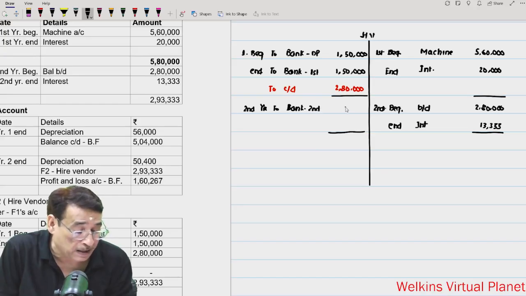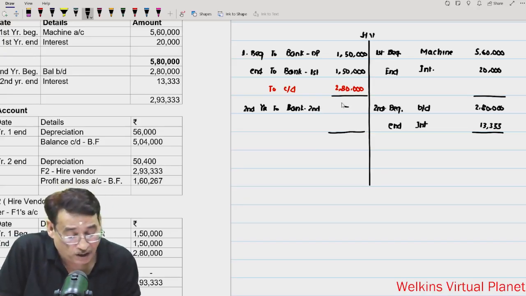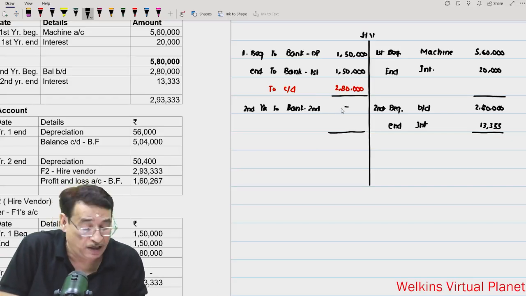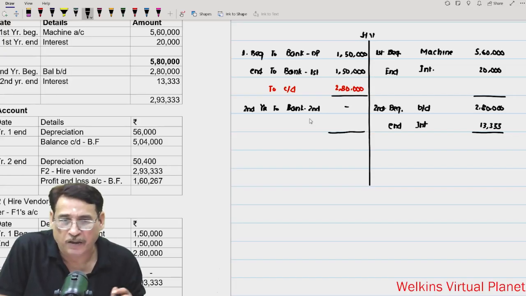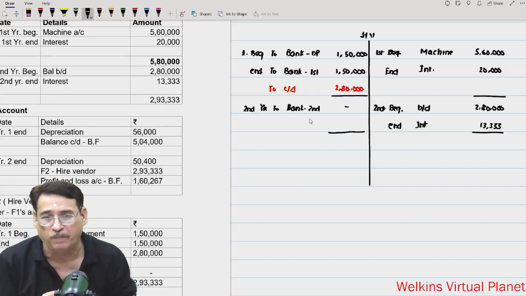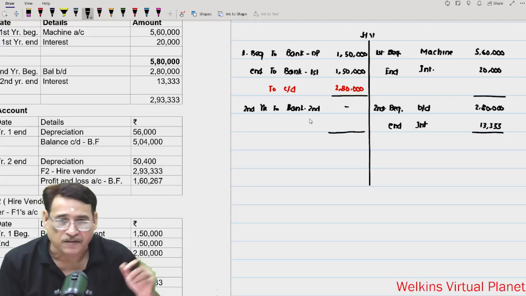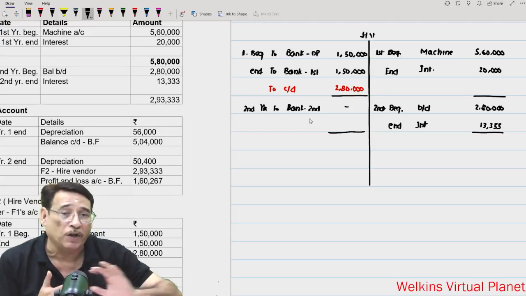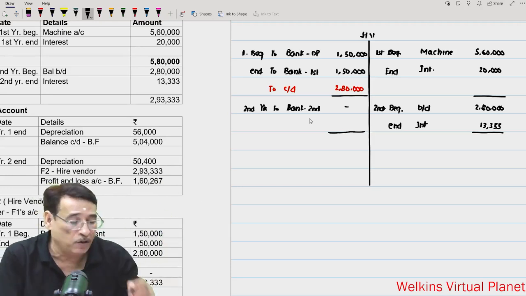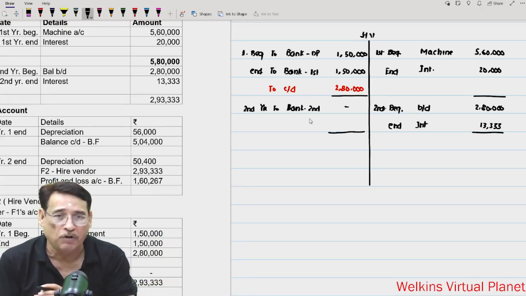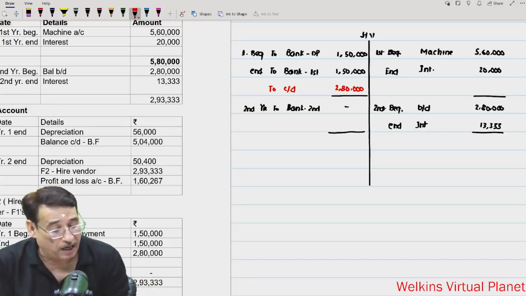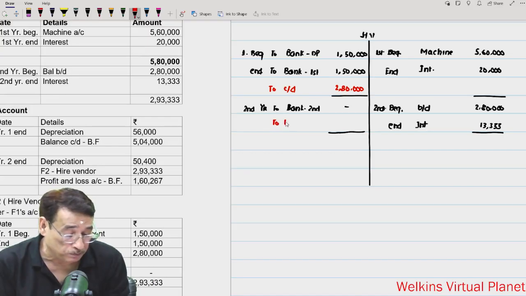But in this case, the second installment is not paid. You need not write it, just to make you understand. If we would have paid, I would have written 1,50,000 and then simply done the balance carried down. However, in this case, default has been committed in the second installment. And because of the default, the seller has taken back the asset. So now we will have to return the machinery which we acquired. When we acquired it, we wrote the entry machinery account debit to hire vendor account. So now we are going to return the machinery, so I will write here to machinery account. Is it clear to you? This is your balancing figure also, and this entry is because of repossession.